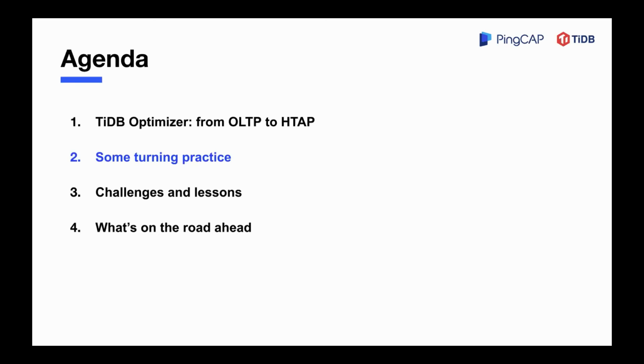Okay, so we talked about how TiDB evolved from an OLTP system to an HTAP system, and how the TiDB optimizer handles query optimization and costing, and how we can find the right or optimal plan. Then I will talk about some tuning practice, because there can always be problems with the online system, either you get a bad plan or performance is not good. When such things happen, what would you do?